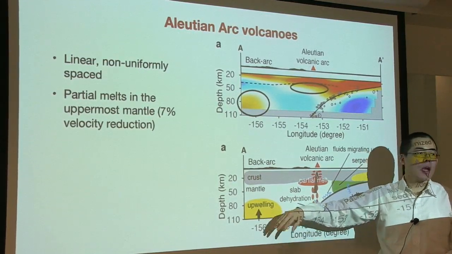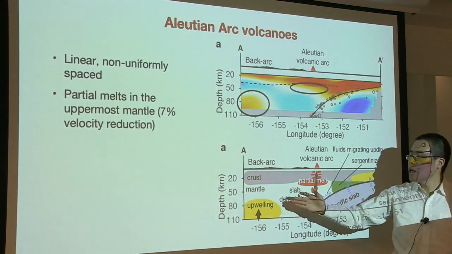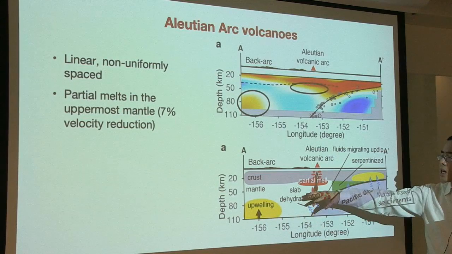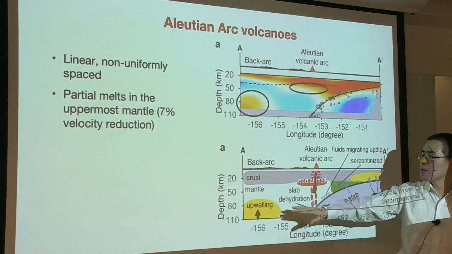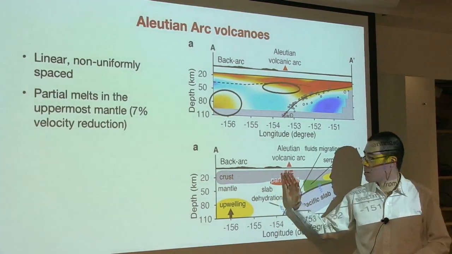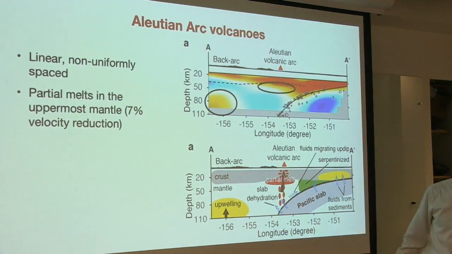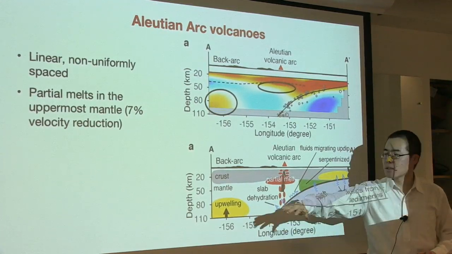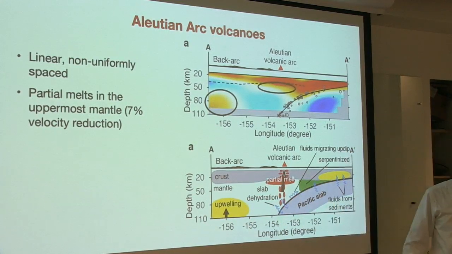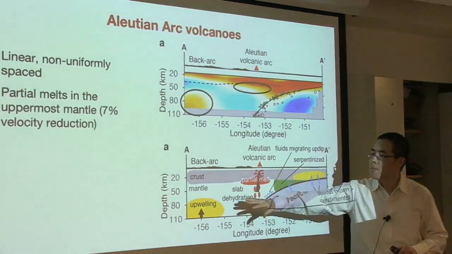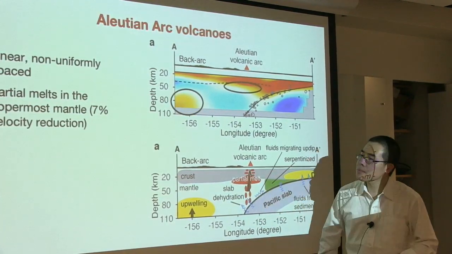This upwelling will also bring up some low velocity material, and it could provide or contribute to the magma, but we are not sure because this is really far away from the arc front. It's about a couple of hundred kilometers. What is the mechanism that this could migrate horizontally to here is not clear. So we interpret it to be unlikely to provide magma to these volcanoes.